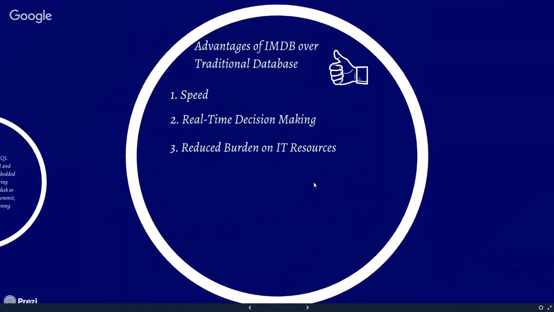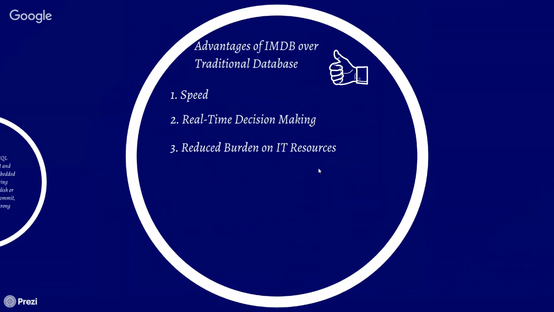Okay, the last thing, let's see some advantages of IMDb over the traditional database. There are three major differences. The first one is speed. IMDb is faster at solving problems than the traditional database when handling data. This is a very important element that gives IMDb advantages over the traditional database. That's why many people choose to use IMDb rather than the traditional database.